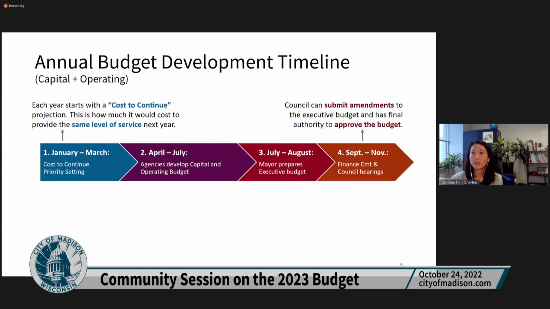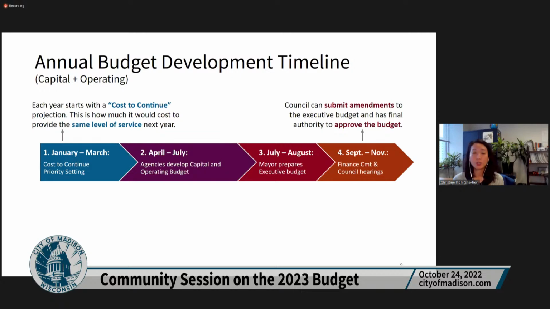In terms of the timeline for developing the budget, it takes about a year to develop the budget that covers a year of spending. Each year starts with what we call a cost to continue projection. And this is figuring out how much it would cost to provide the same level of service next year. So the budget and finance team spends the early part of the year developing these projections and working with the mayor's office and others on priority setting.